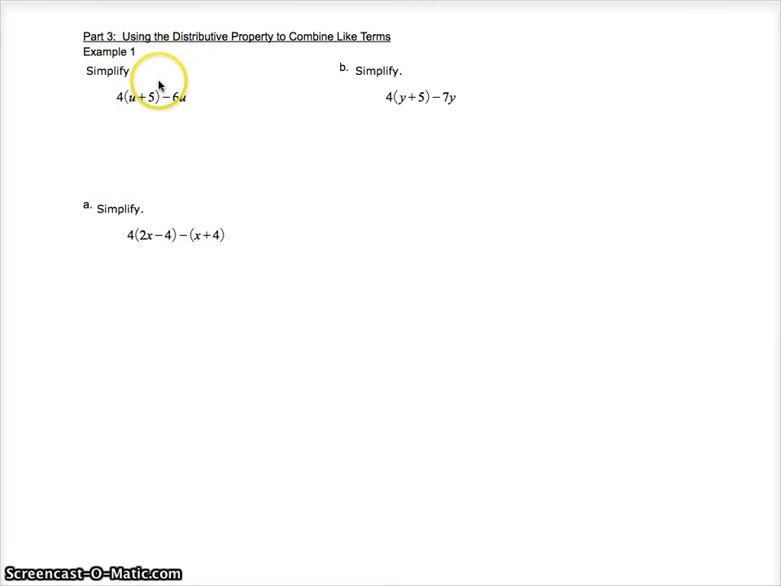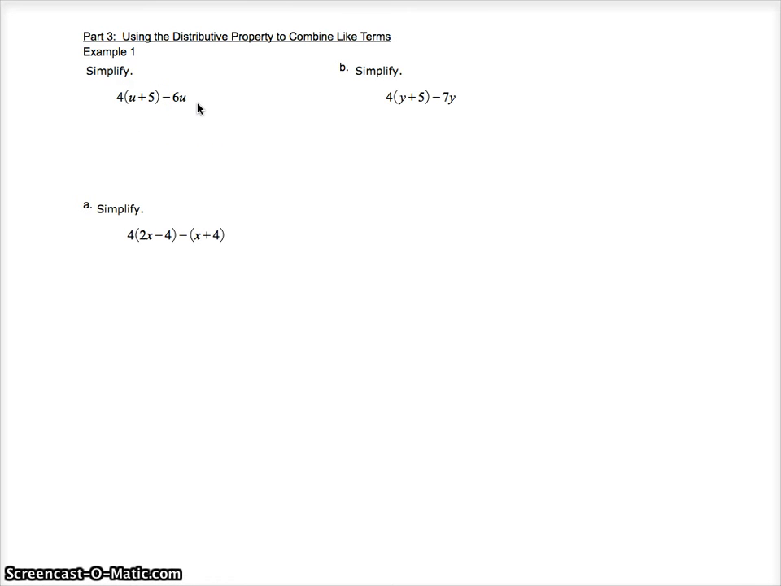We are going to be using the distributive property to now combine like terms in an expression. For example 1, it says to simplify the following expression: 4 times the quantity u plus 5, minus 6u.